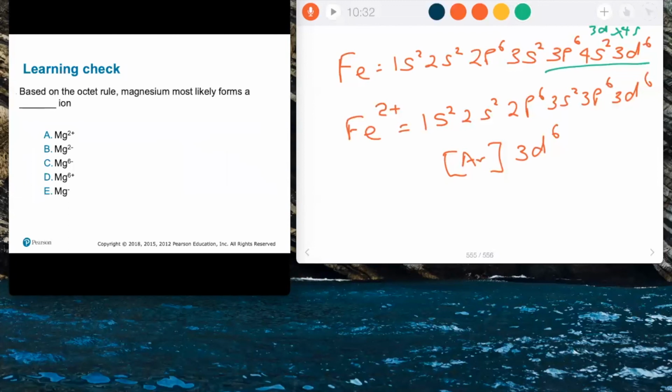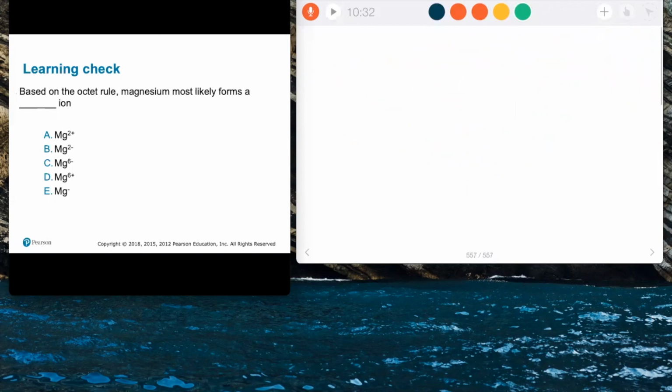The question on the PowerPoint slide is: based on the octet rule, magnesium most likely forms a dash ion. This will call for understanding the periodic table. It is in group 2, so it will form magnesium 2+. A common mistake I see in the exam is somebody will just pick this. They don't know the chemical symbol for magnesium and they say that is correct.